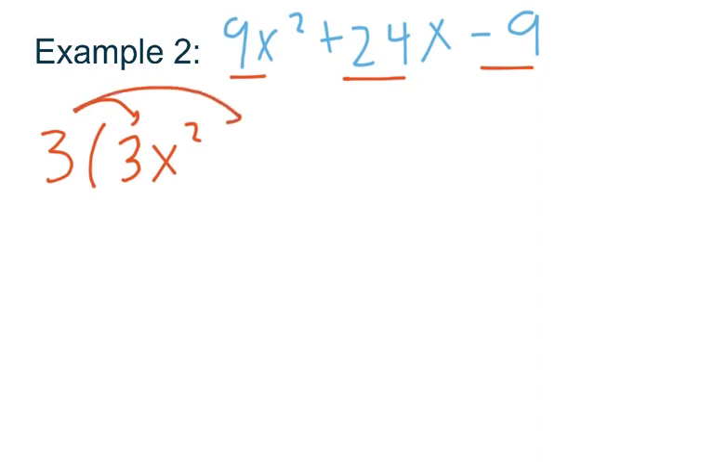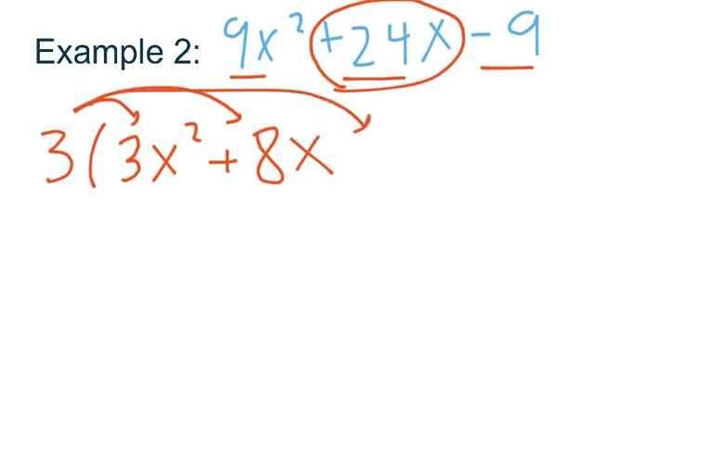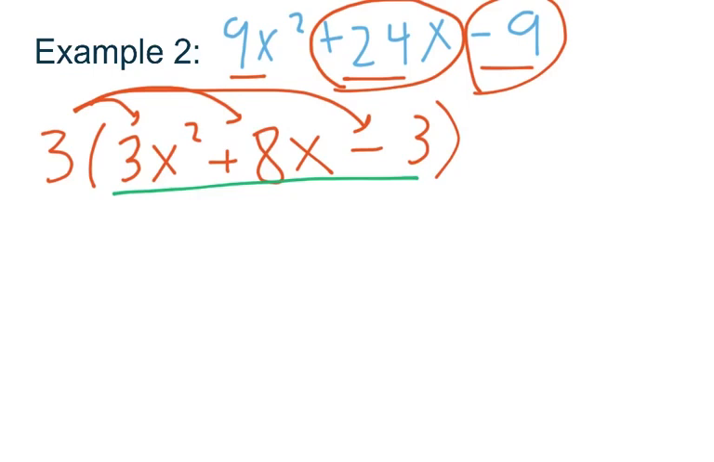3 times what gives you this 24x? Well, 3 times 8x. And lastly, 3 times what gives you this negative 9? Well, negative 3. Are we done at this point? Not quite, because we want to look at what's new inside of the parentheses and ask ourselves if we can do box or diamond for this. And remember, you want to look at this number here to tell if we do box or diamond. Since it is not a 1, we have to do diamond and box.